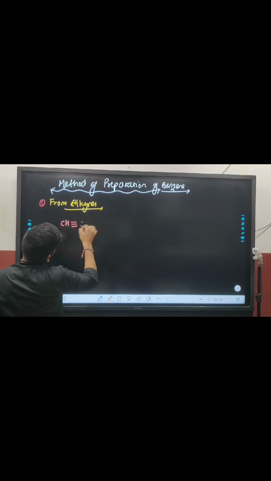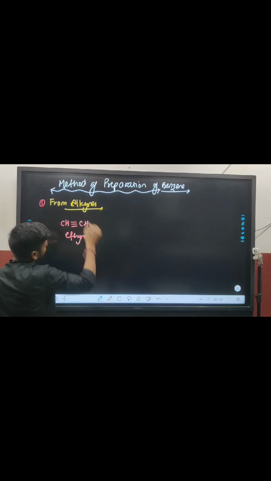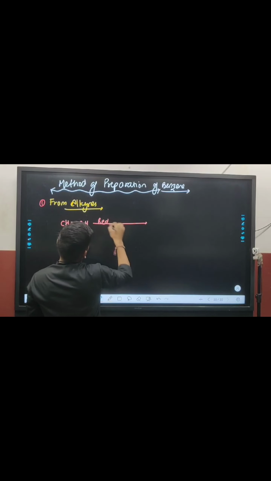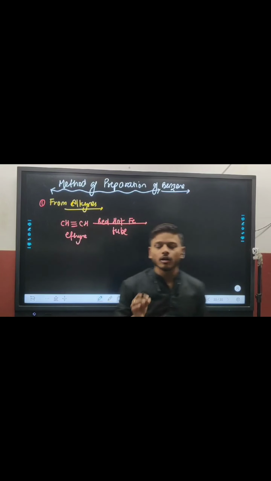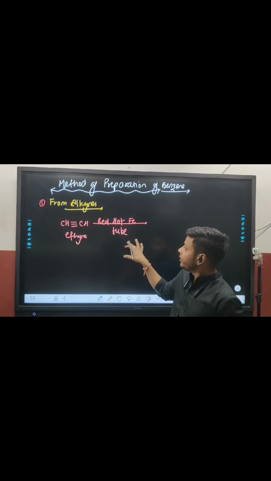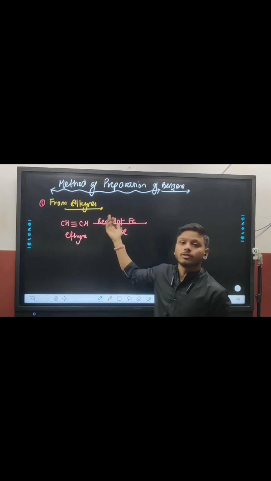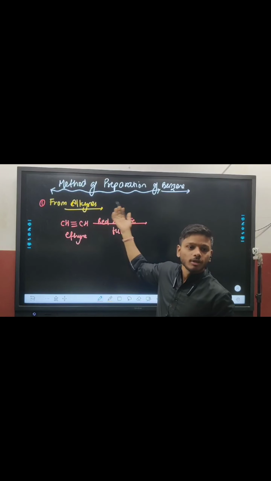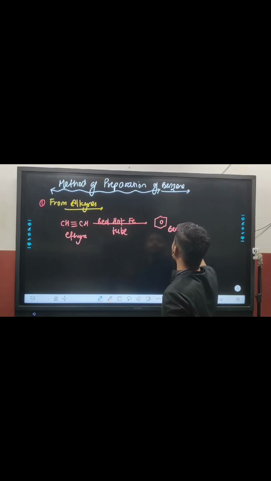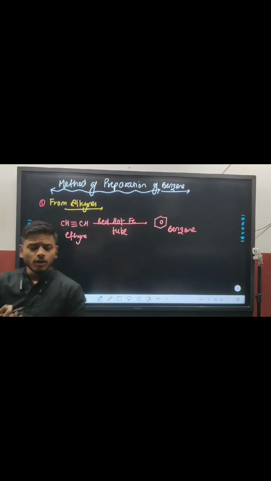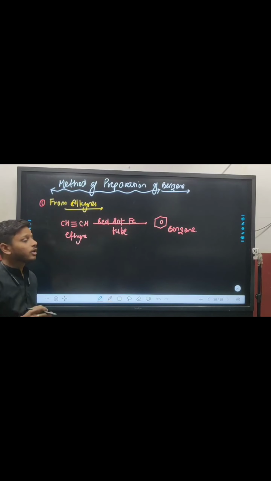The first method is preparation from alkynes, in which we take ethyne, CH triple bond CH, and pass it through a red hot Fe tube. That means we take an iron tube and heat it to a very high temperature until it becomes red. When we pass the ethyne through the iron tube, it will become benzene. That is the most famous method of preparation of benzene, in laboratory methods and in industries.